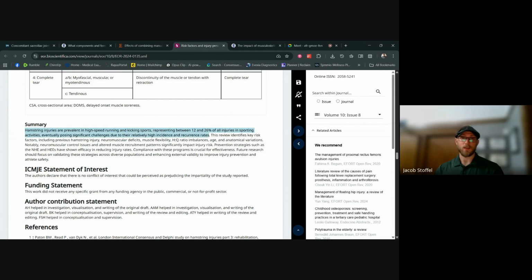And because of the high incidence and recurrence rates, it poses a significant challenge. This review identifies key risk factors, which, if you didn't know, now you will. It includes things such as previous hamstring injury, which is essentially one of the biggest prognostic factors for any injury. What is a prognostic factor for ankle injury? Previous ankle injury. What about shoulder injury? Previous shoulder injury. So this one is kind of the no-brainer, but let's go on.